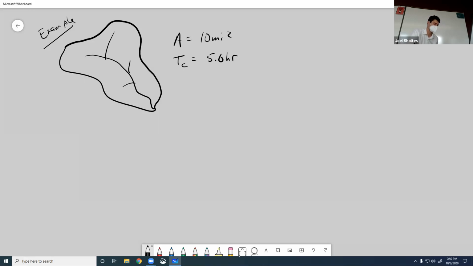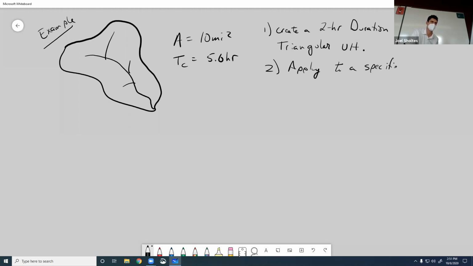So the challenge, or the first step that we're going to do is create a 2-hour duration triangular unit hydrograph. That's going to be step one. And then step two is we're going to apply this to a specified hydrograph, which I'll give you.